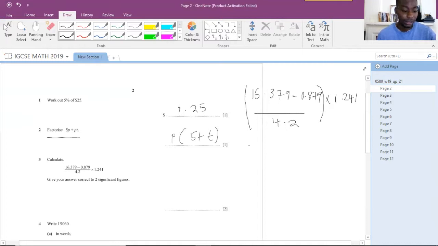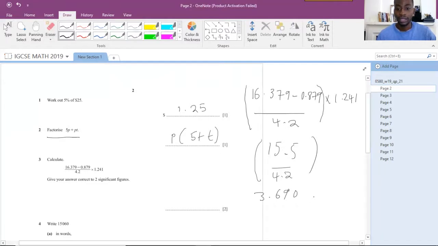So we say 16.379 minus 0.879. That will give us 15.5 divided by 4.2. Remember this, we're still operating within the brackets. Divided by 4.2, we're going to get 3.6904. I'm rounding it off slightly.